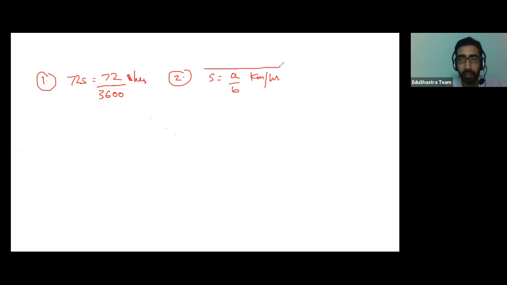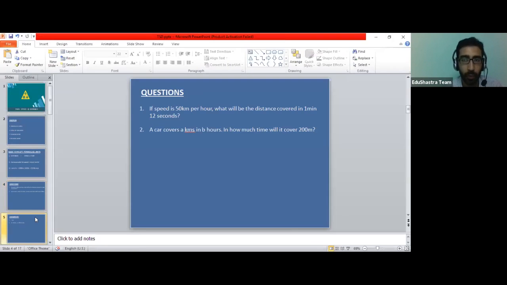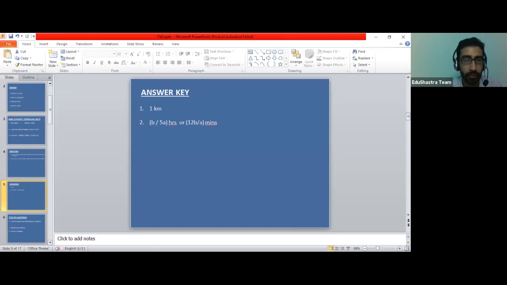If you know the speed and you know the distance, which in this case was 200 meters, which you can say is 1 by 5, 1/5 of a kilometer, you can calculate time. I'm assuming no one has a problem in this. Cool. Very simple question. Let's move to the next concept.